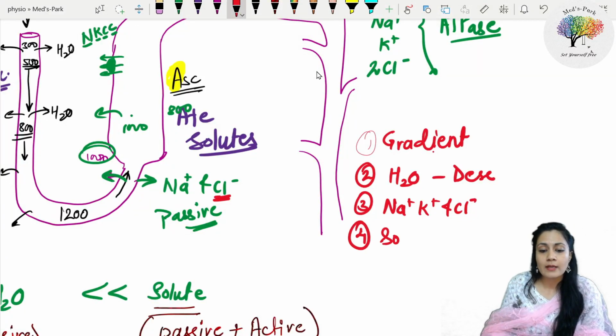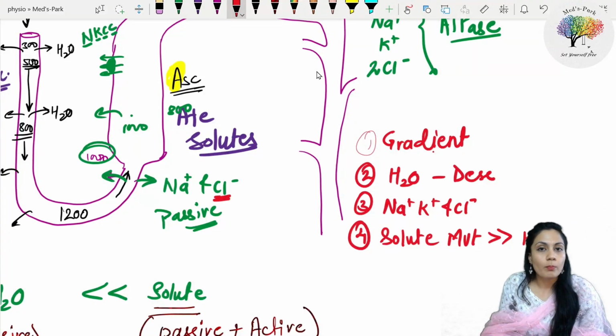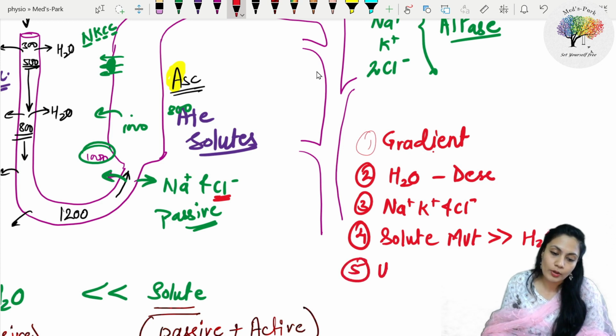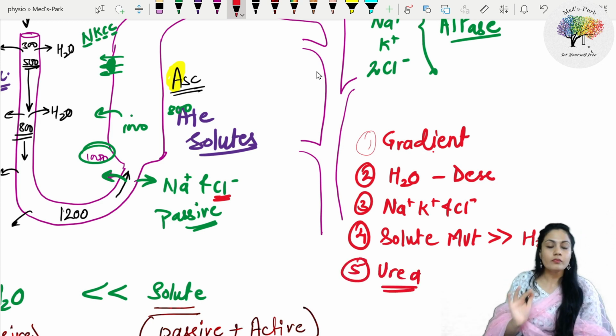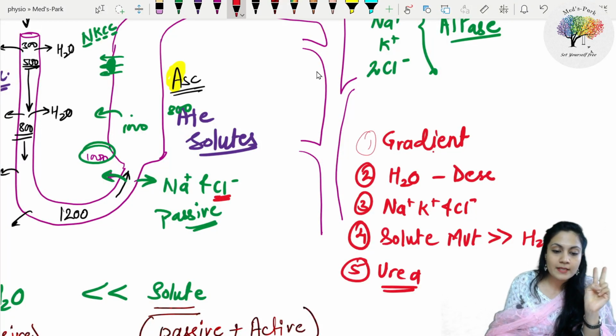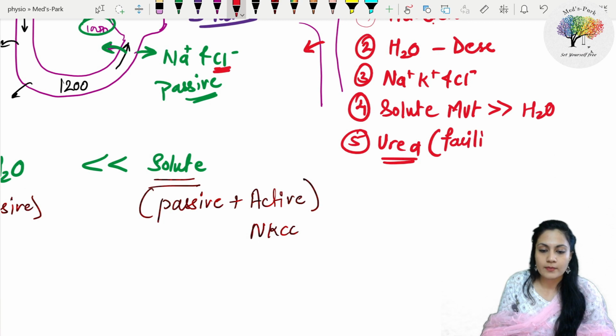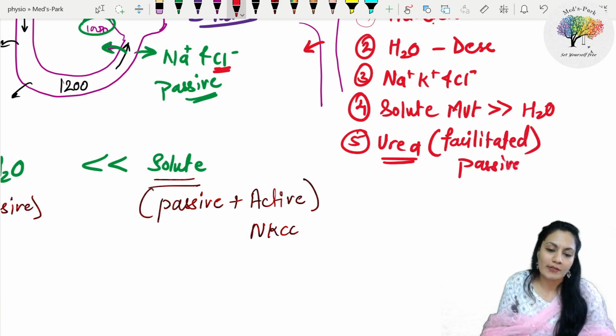Then you're going to write about the solute movement is going to be much more as compared to the water movement, right? All these things you have to mention. And the fifth thing you're going to write is the urea. Now, understand, the Guyton says that there are at least two different types of transporters present for the urea, and this is going to be the facilitated transport which is going to take place. Okay, that means it is also the passive type of transport.